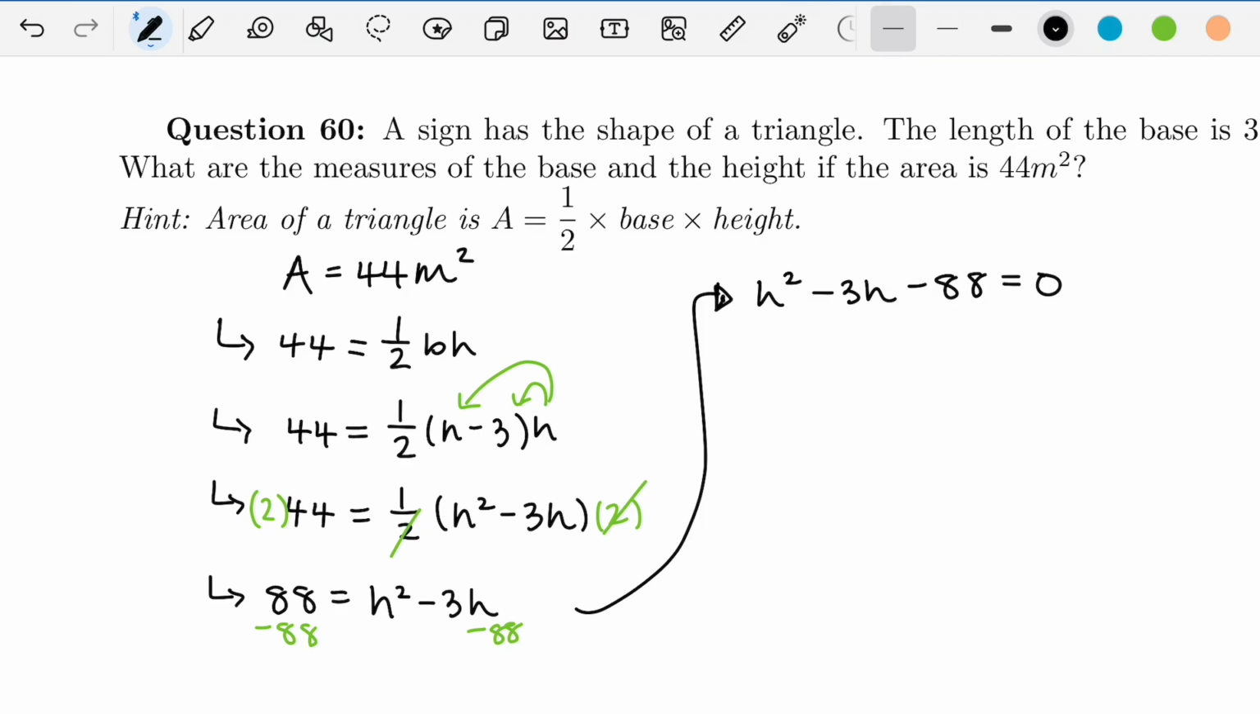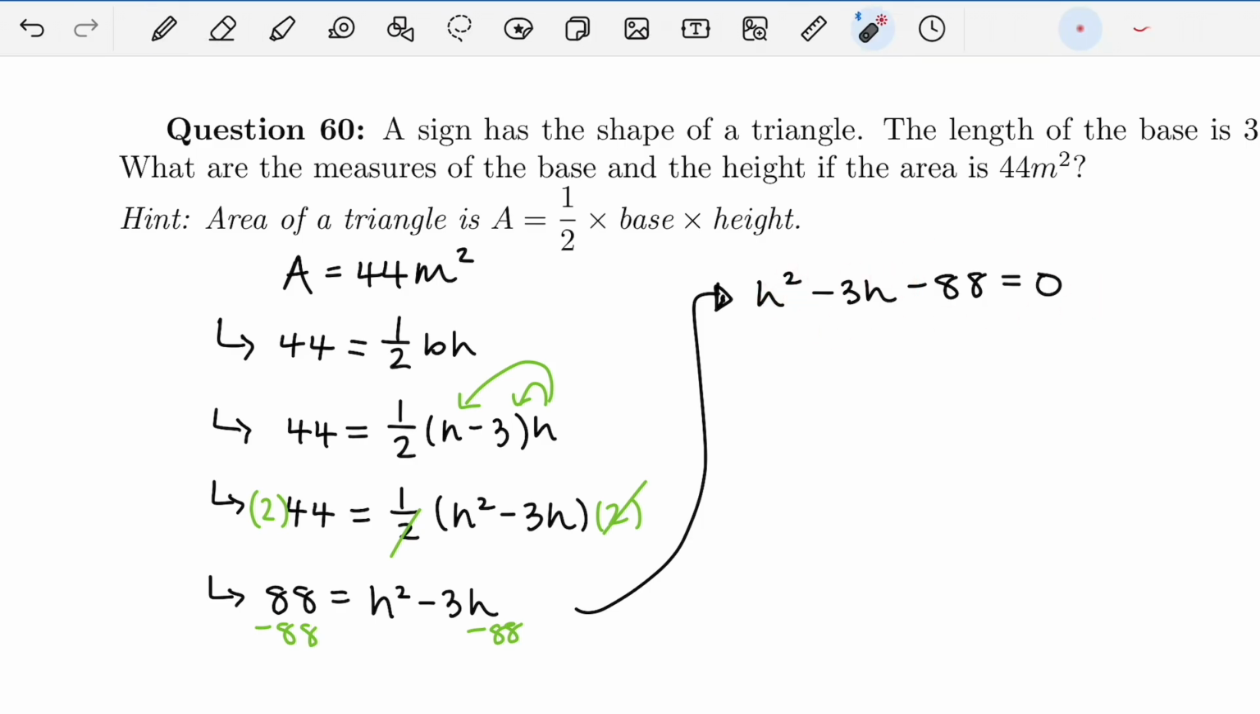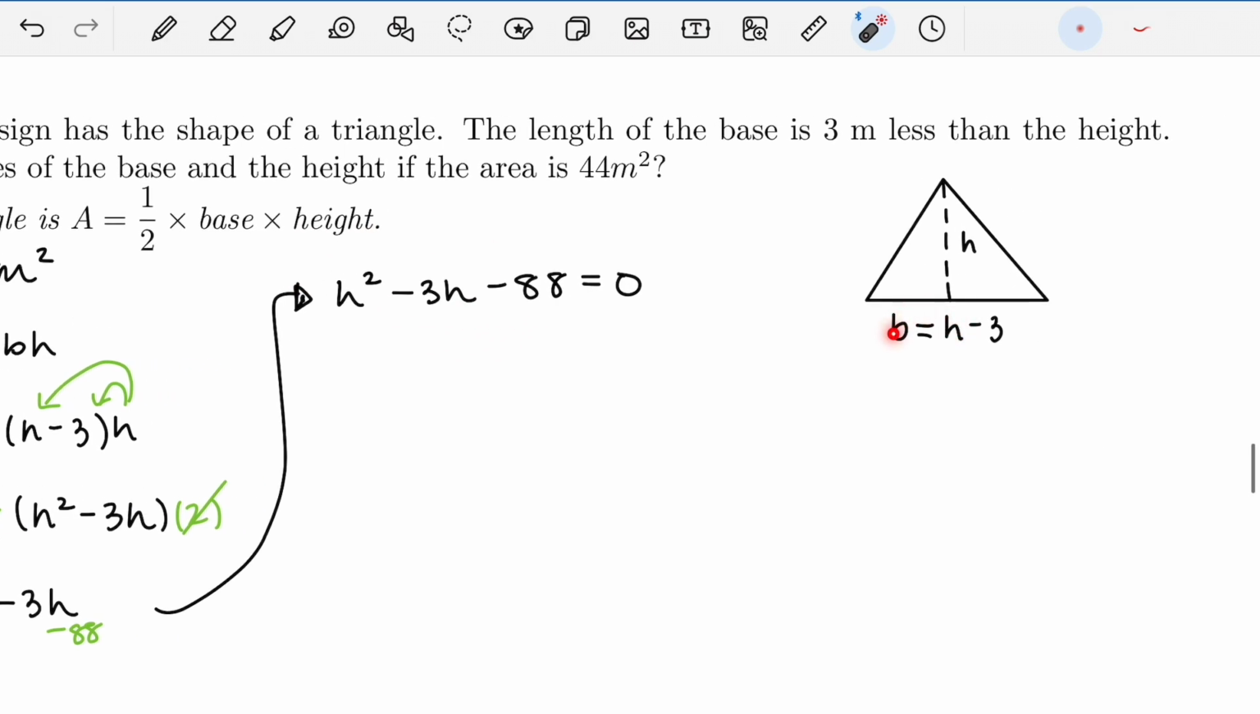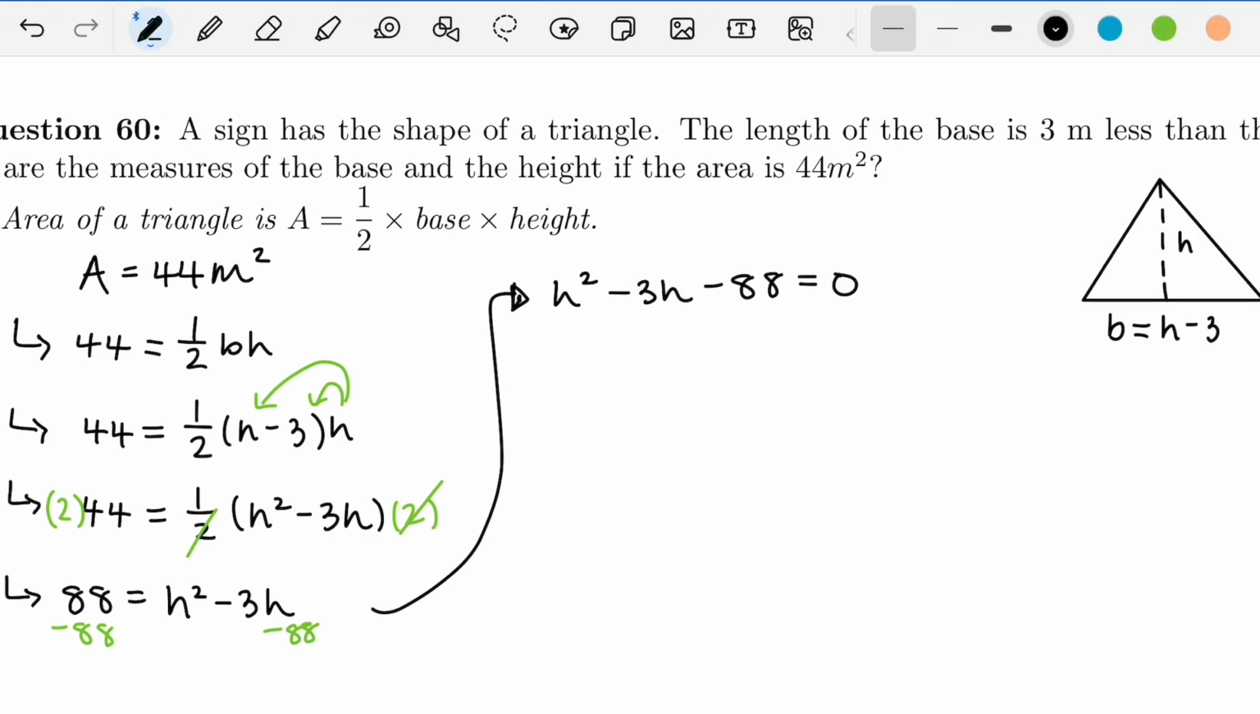So now we have this quadratic equation here, and then remember the question asks us to find the measures of the base and the height given this area. So using this equation, what we can do is solve for h. We can find the height of this triangle, and then using that value, we can plug that into this equation to find the base. So what we can do in this case is factor this guy and use our zero factor property.